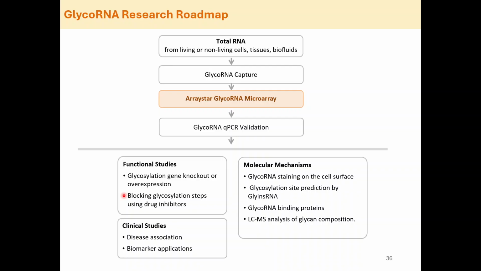The molecular mechanisms can be studied by glycoRNA staining on the cell surface, by computational glycosylation site prediction, by proteins that bind to glycoRNAs, and LC-MS analysis of glycan composition. GlycoRNAs can also be studied for their disease association and biomarker applications.